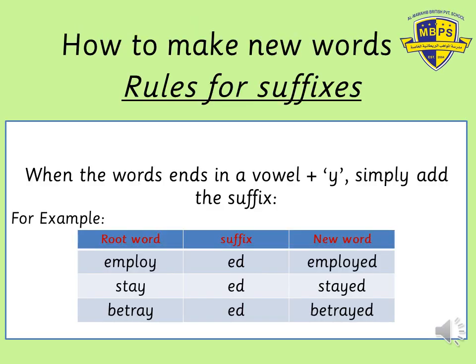How to make new words by using suffixes? Students, we have some set rules to make new words by adding suffixes. So let's have a look at all of the rules one by one. Rule number 1. When the words end in a vowel plus y, simply add the suffix. For example, employ, add ed, that is a suffix, it would be employed. Stay, stayed. Betray, betrayed.